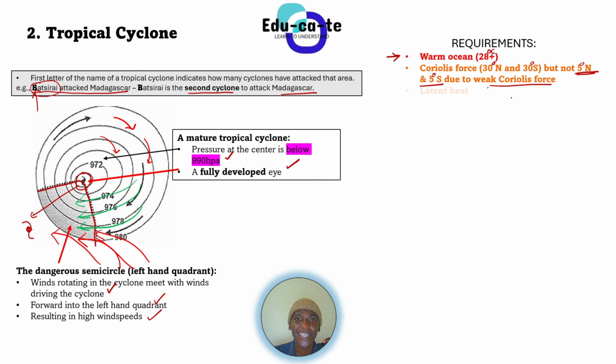Hence, a tropical cyclone cannot form in those regions, but generally it forms between the 30 degrees north and the 30 degrees south line of latitude. The other minor requirement is latent heat. Latent heat basically gives the tropical cyclone the energy to be able to form and to intensify. So latent heat is also a requirement. It is also required in the formation of a tropical cyclone, but basically I consider it a minor requirement as compared to the first two.